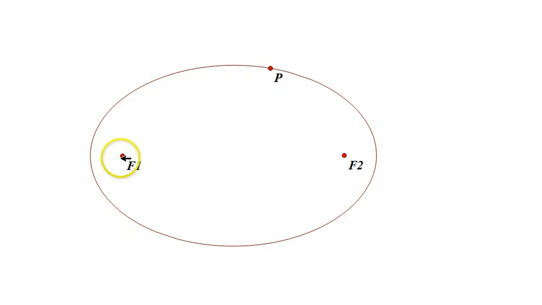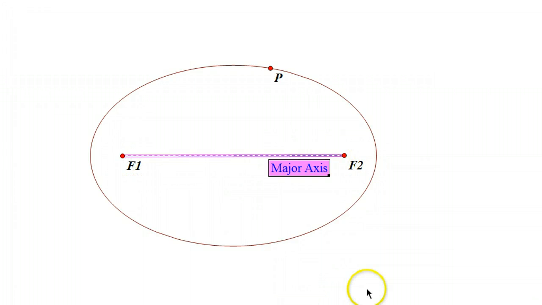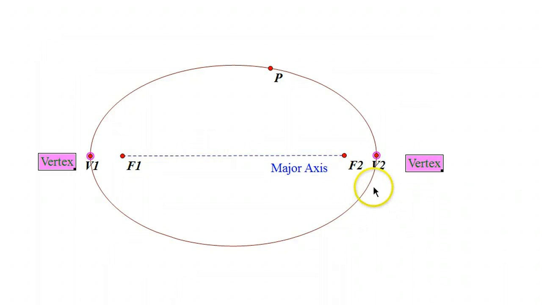If I were to take a line segment and connect the two foci, I have what's called the major axis. And if I were to continue that line segment to where it intersects the ellipse, then I have what are called vertices, which are the points where the major axis intersects the ellipse. I also have something called a center point, which is the midpoint between the two foci.